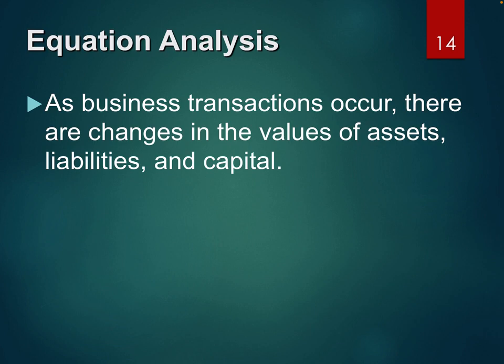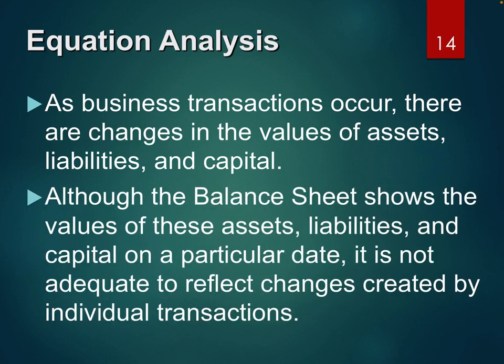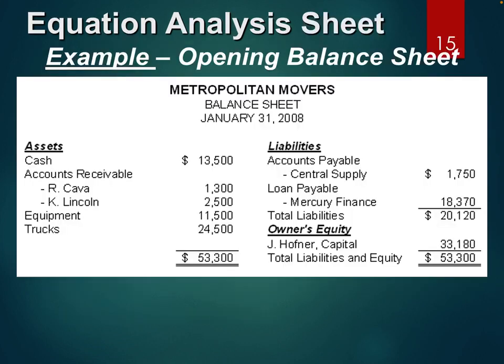So as these transactions occur, which we covered in 3.1, there's changes in the values of assets, liabilities, and capital. They're always changing. If you do a balance sheet, you're doing it at a specific point in time. It's like taking a picture, what was happening at that one moment in time. But beyond that, things have changed, and so that's how it is with businesses. It's always changing. Although the balance sheet shows the value of these assets, liabilities, and capital on a particular date, it is not adequate to reflect changes created by individual transactions.